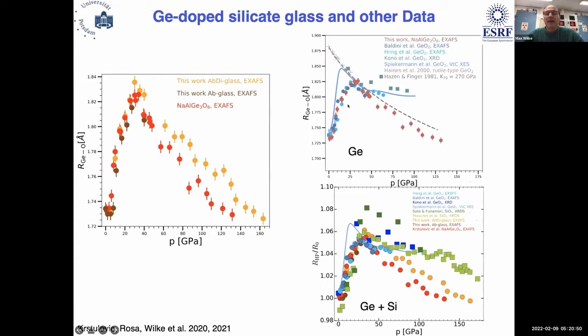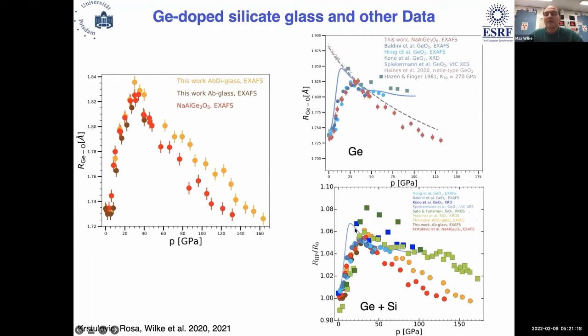So this is only germanium. We can go a step further and just look at the relative changes. So we normalize all our distances to the distance that is measured at ambient pressure. And then we can not just maybe get rid of some systematic differences, but also include silicon in this compilation, which is the green squares shown here.